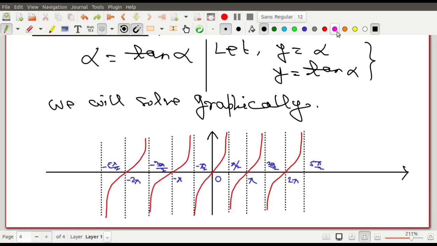overlap the plot of y equals to alpha over this one. I am trying to plot this one. I don't know how much I will be able to do, but I will try my best. Yeah, fantastic. So the software has helped me a lot, so I have been able to plot it.